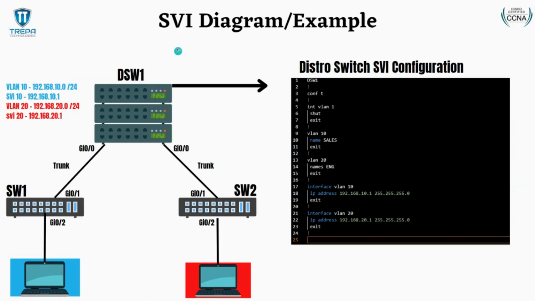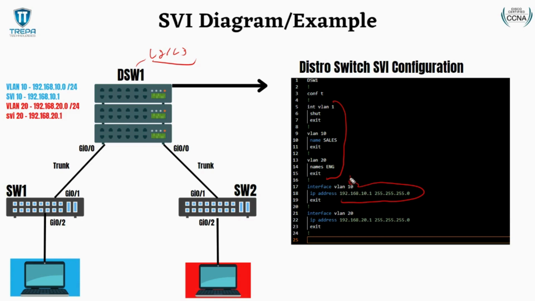Okay, and then we have our other implementation here, which is using SVIs. So here we have a distribution switch, which typically is, or should be, a multi-layer switch doing layer 2 and layer 3. On this switch, we create our VLANs, our layer 2. We just create VLANs like we always have. And then we create the corresponding SVI, where this does matter.